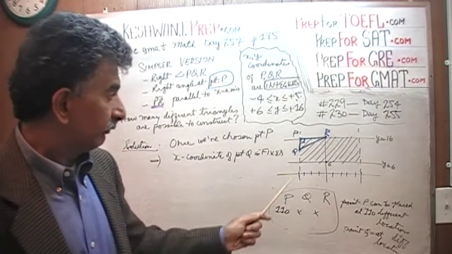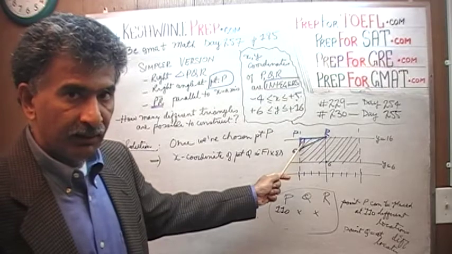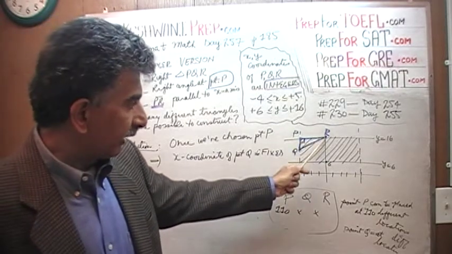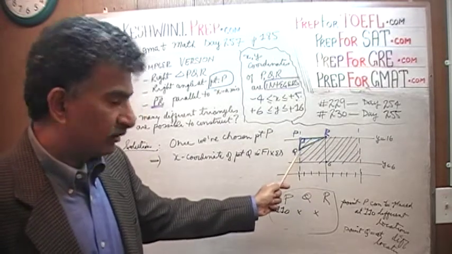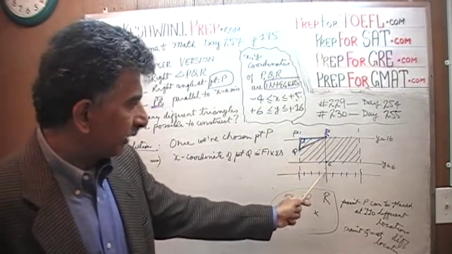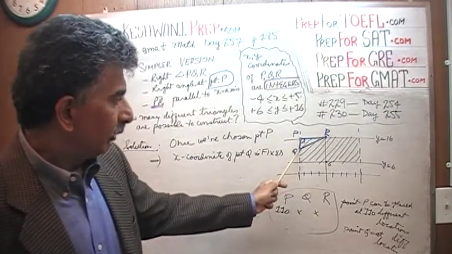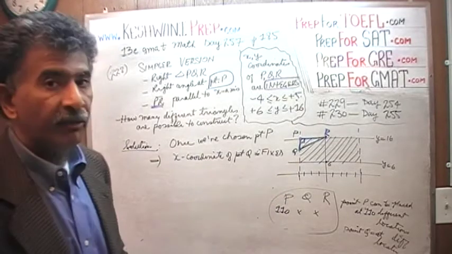Because of two facts. First of all, we are told that point P makes a right angle. And secondly, we are told that PR is parallel to the x-axis. PR is parallel to the x-axis, and this has to be a right angle triangle. PQ must come straight down, hence making it parallel to the y-axis. So therefore, once we choose point P, we have also chosen the x coordinate of point Q. The x coordinate of point Q has already been chosen.